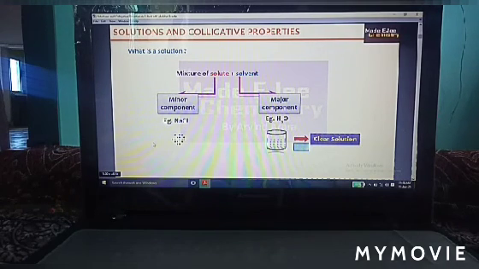Today we are going to start a very important chapter named Solution and Colligative Properties. Before starting the chapter, we will go towards the fundamentals. What is a solution? A solution is a mixture of two or more components in which one component is solute and the other component is solvent. So a mixture of two or more components is called a solution.